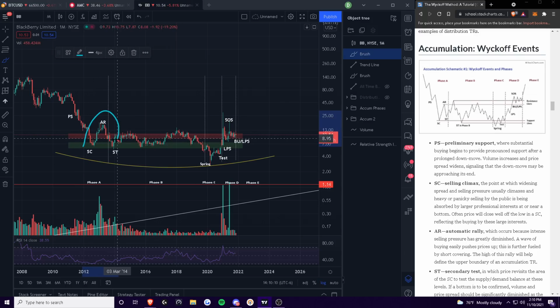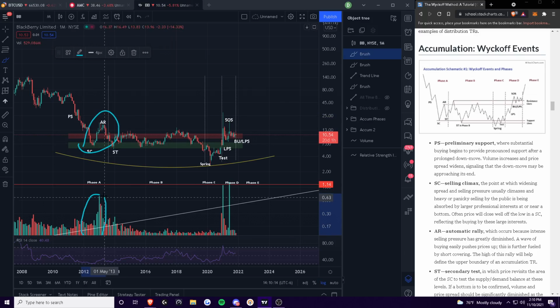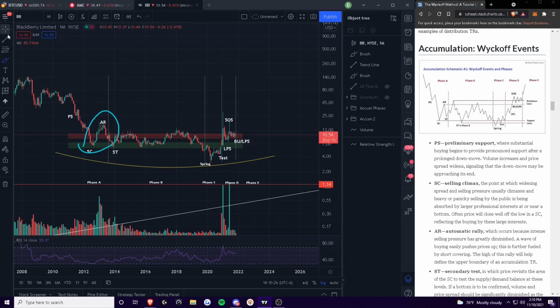This is a clear signal that institutions loaded up at this moment. At the moment when people cared the least about the stock, they bought up as much as they could. And then they created an environment where retail thought that the price was going to keep going up. And then eventually they sold it off because they saw retail come in, support this price.